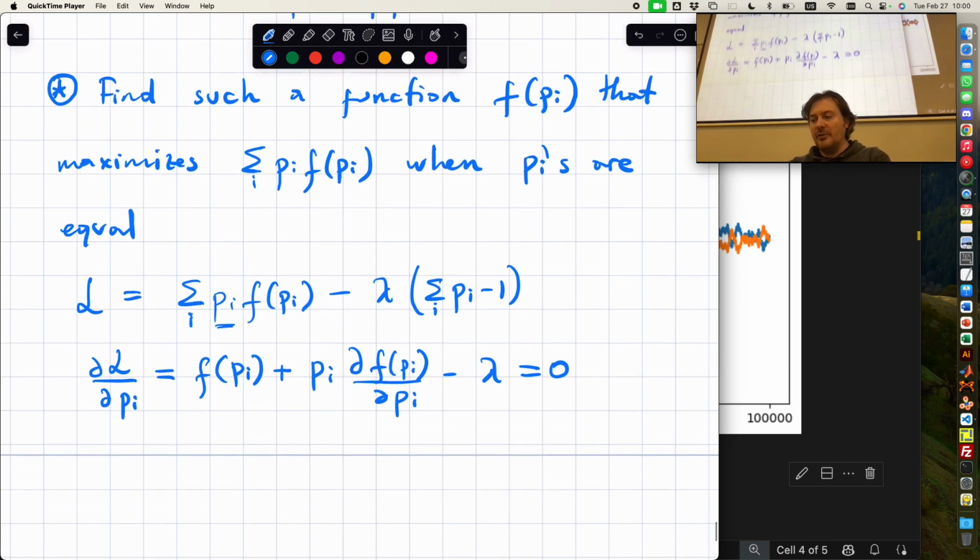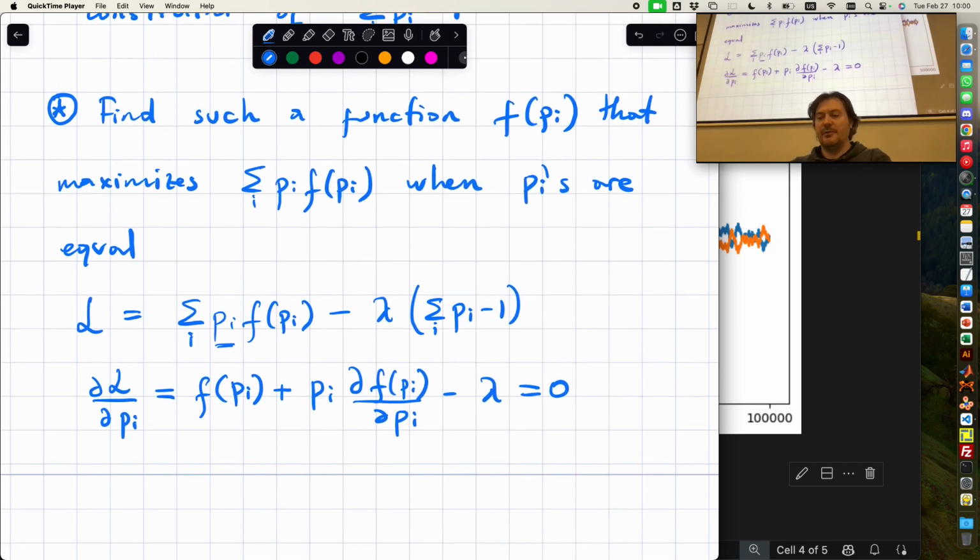Now, do you remember our second aim? The second aim was finding such a function f(pi) that maximizes this thing when the pi's are equal. So I will just pull another trick from my bag now, okay? And I'll ask you, wouldn't it be the case if this was a constant? So if this is a constant, then f(pi) is equal to a constant. Then all pi's have the same value. Did you get it?